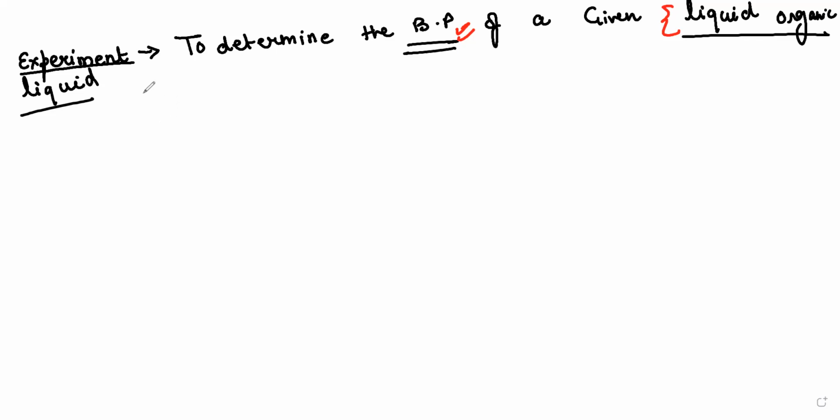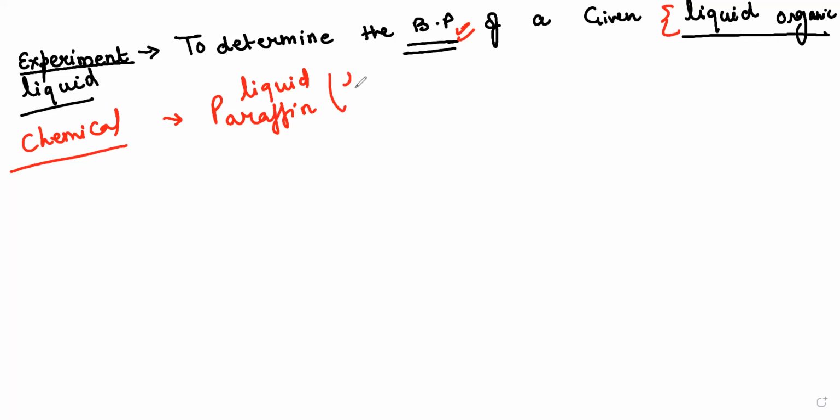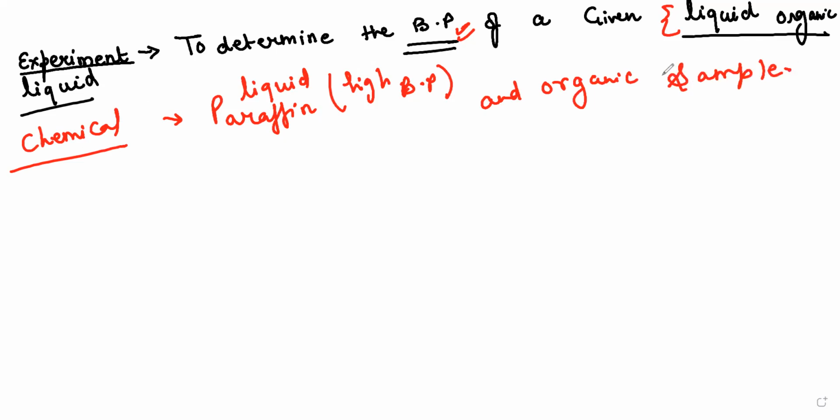And the chemical required again, I'll write it down for you all, is liquid paraffin. I think now you all know the reason why we are again using liquid paraffin here: because of its high boiling point. Water can also be used, but generally we prefer liquid paraffin because it has a higher boiling point. And obviously your given organic sample, which is in liquid state.